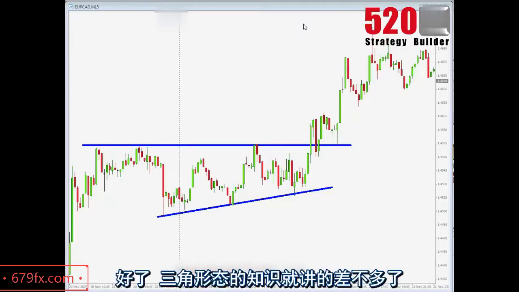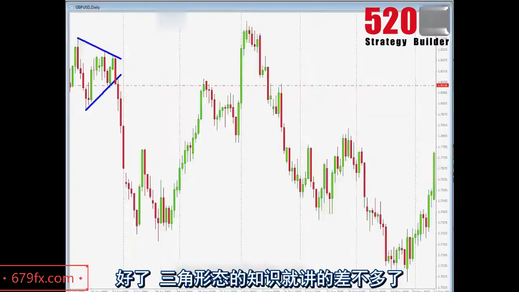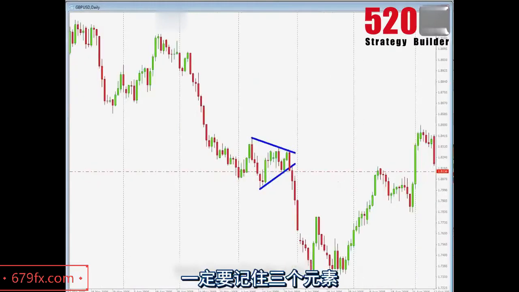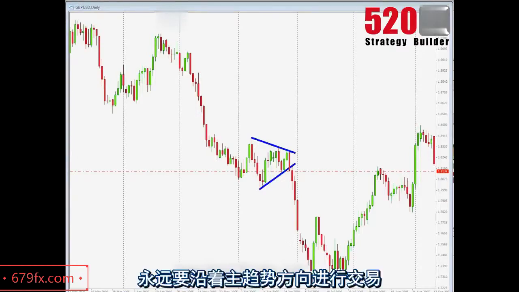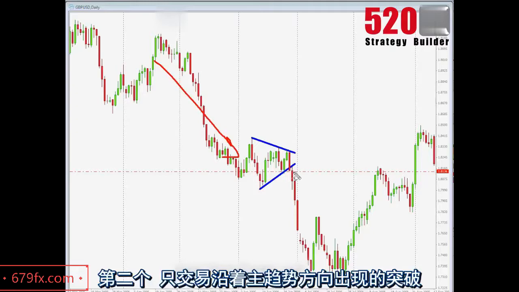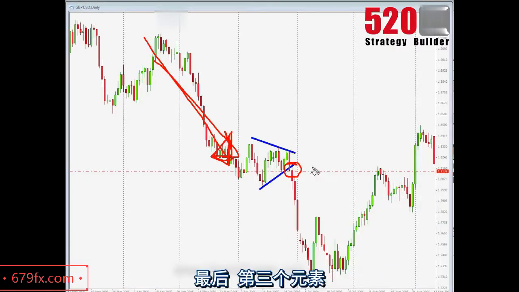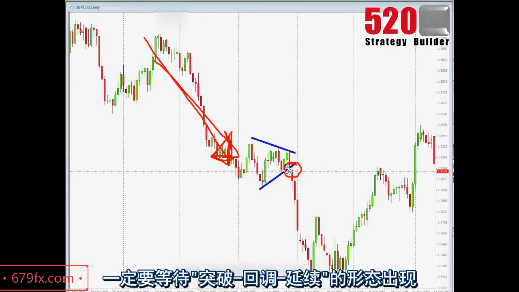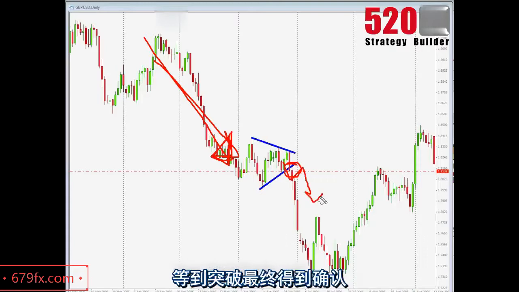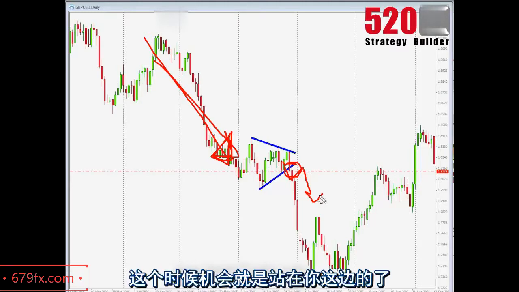Well, guys, that's basically it for triangles. Always keep in mind three different aspects. First of all, always trade in the direction of the main trend. Second, only breakouts that take place in the direction of the overall market sentiment. And finally, the third aspect is trading the breakout, pullback, continuation confirmation of the breakout. If you have those three elements in your favor, you are trading with the odds stacking up in your favor.